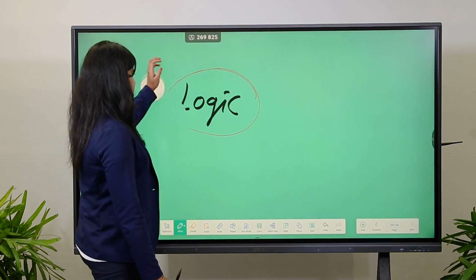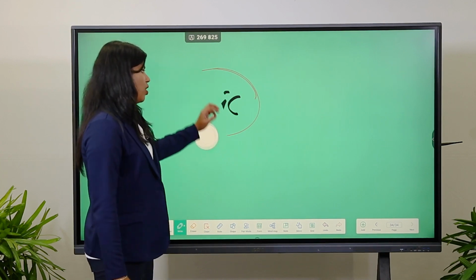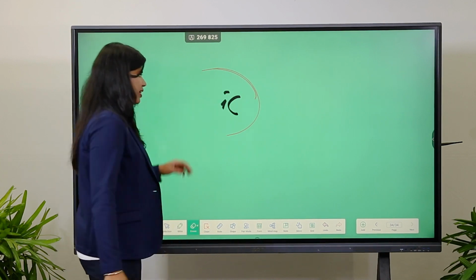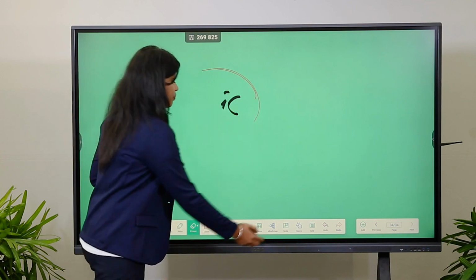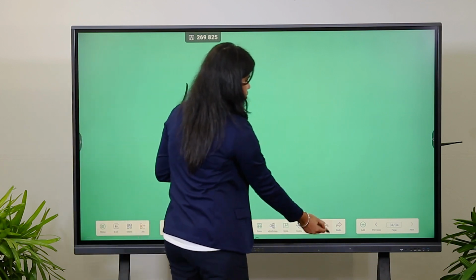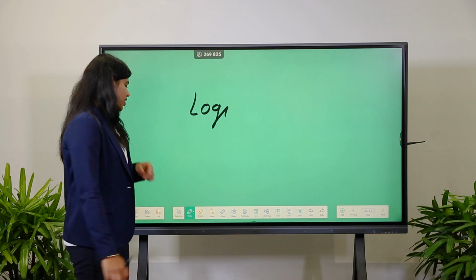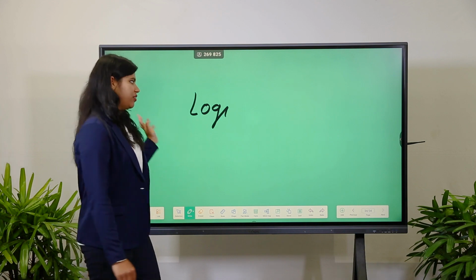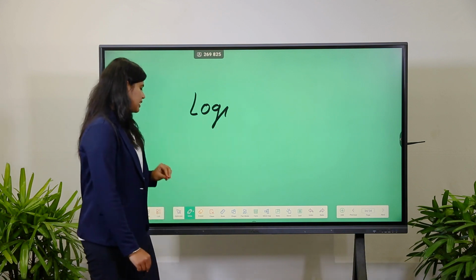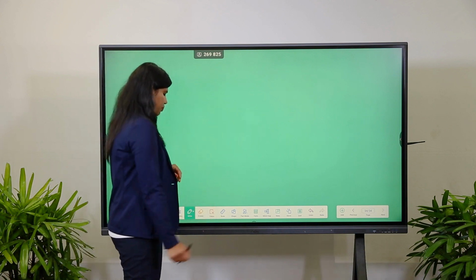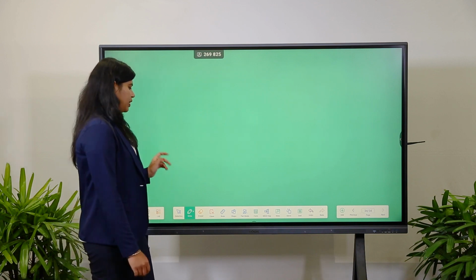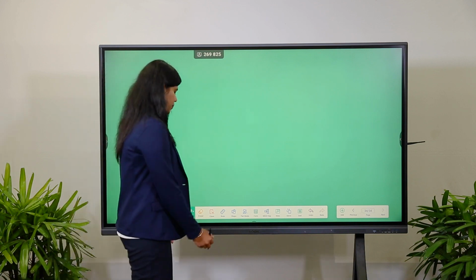And if you want to erase anything, you can erase by palm, or you can choose this eraser icon and erase the content. And you will have redo and undo options, so you can do that also. When you want to clear everything you have written on the whiteboard in a single click, you have to press this clean, and it will get cleared in a single click.